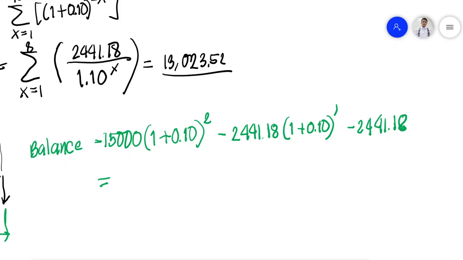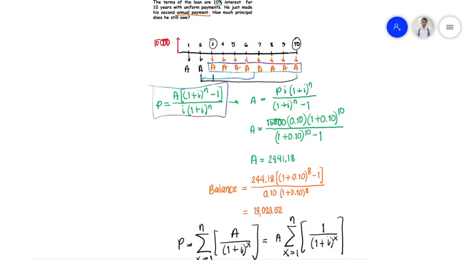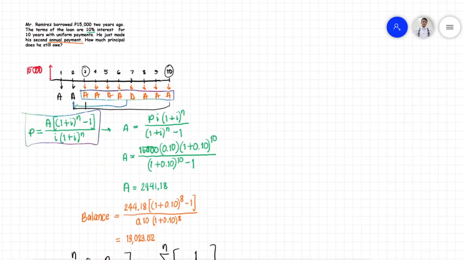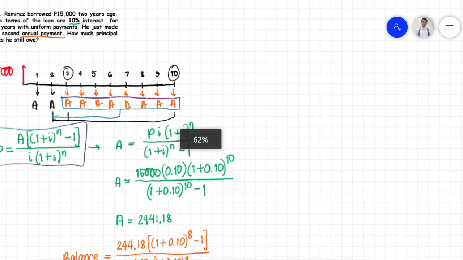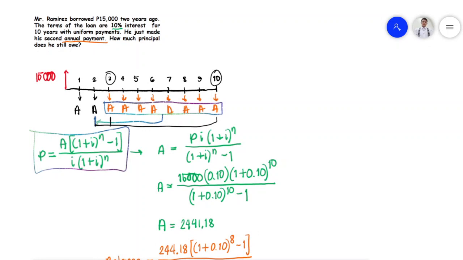So, the difference must be the remaining balance that you still, or Mr. Ramirez, still has to pay. 13,023.50. Okay, so that's it. That's the answer for this problem. Okay, Mars? Ayos ba yan? How much does he still owe? So that's it.